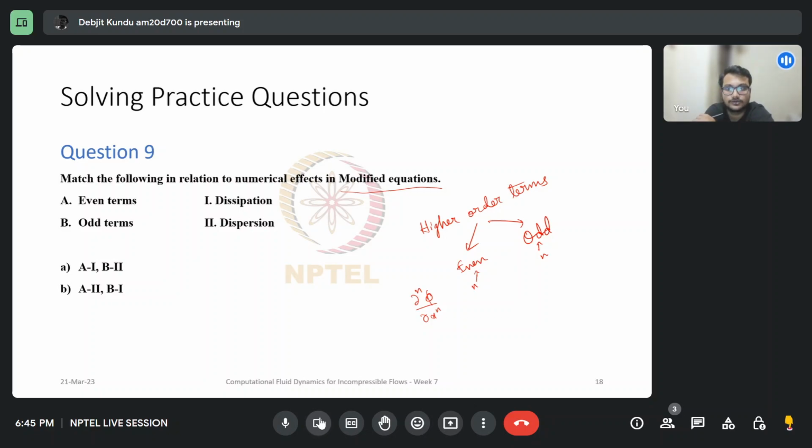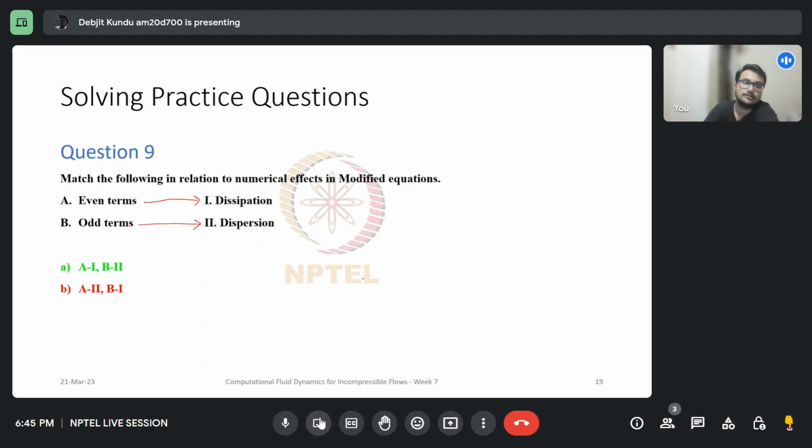Okay, so let's have a look at the solution. The solution is A1, B2, that is all the even terms cause dissipation and the odd terms cause dispersion. So in the modified equation, all the higher order terms which are even are responsible for dissipation in the solution, and all the odd terms are responsible for dispersion in the solution. Okay.